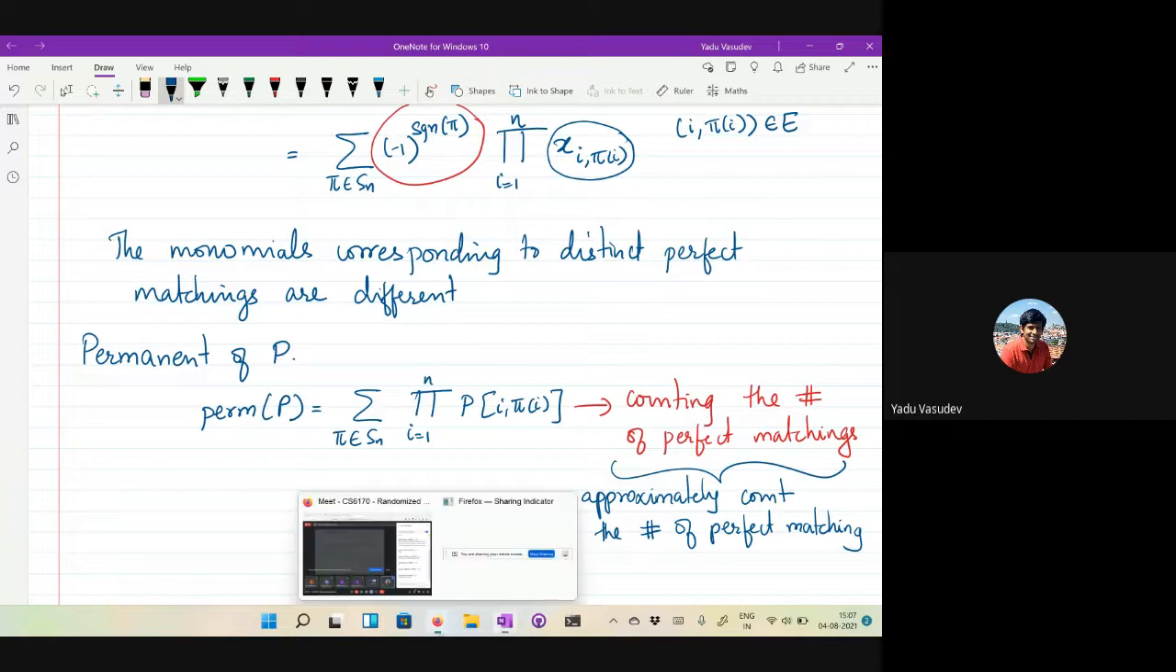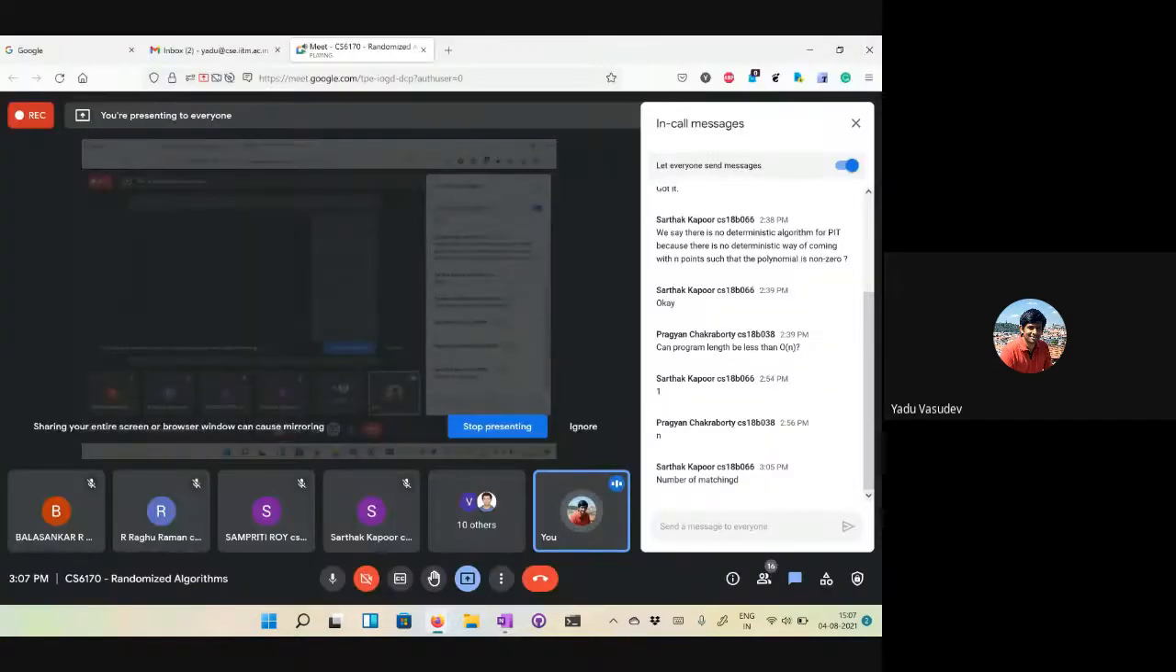Any questions so far? I think this was just a digression relating to telling you why PIT is an interesting question, right? It has connections to various other problems which look seemingly different from PIT, but yet which can be reduced to PIT. Any questions so far?